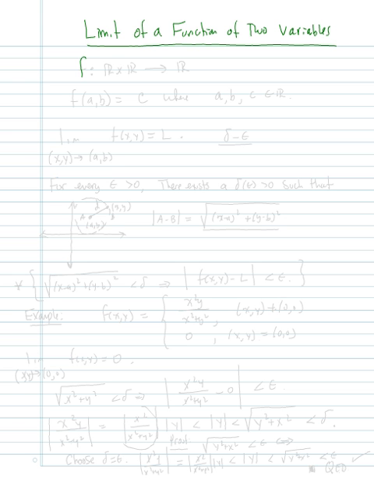So let's start with a function f, which maps R cross R into R, defined as follows. F of (a, b) is equal to c, where a, b, and c are real numbers. We say that in two variables a limit exists. A limit in two variables is written this way.